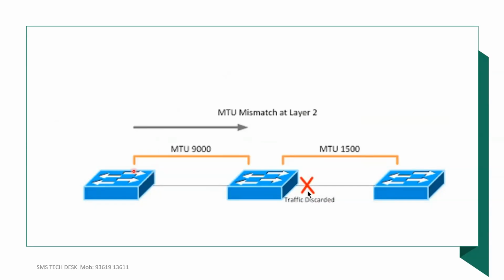See, I have two switches over here. One is configured with an MTU of 9000 and the other switch is configured with an MTU of 1500. So when traffic from the switch configured with 9000 moves to the switch configured with an MTU of 1500, when it hits that switch, that packet will get dropped.